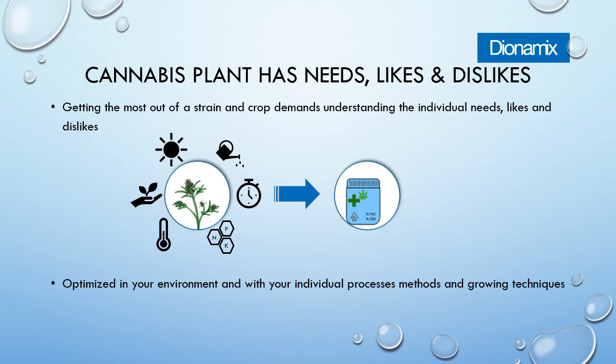Like any living organism, a cannabis plant has needs, likes and dislikes. Getting the most out of a strain or crop demands understanding their likes and dislikes and being able to measure the productivity in a quantifiable and qualitative way. With data, you can make measurable adjustments to optimize your environment, processes, and methods so that you can get the most out of a strain and crop. Without measurable data, you are pretty much left to relying on experience, subjectivity, and guessing.